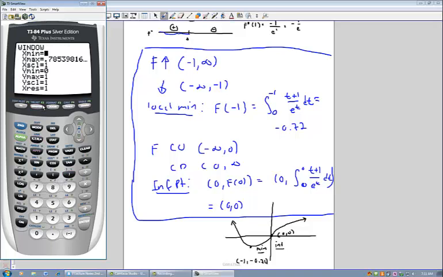And now for my window, since I know I have a minimum at -1, I'm going to start at -2. And then since I have an inflection point at 0, oops, I guess I hit something wrong. So -1. And then since I have an inflection point at 0, I'm going to put 1, just a little bit to the right. And then I'm going to hit, oops, this should be -2, right? So -2 to 1, and then hit zoom, zoom fit. And I'm going to pause this because it's going to take forever, and I want you to see how long it takes your calculator to do this.